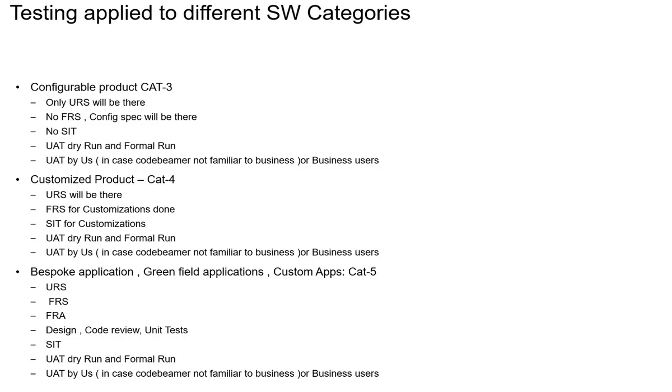And UAT execution also, right? It is again case by case, because the business user has to execute, that is fine. But business users may not know how to use Codebeamer or QC Vera, right? So in that scenario, we have to help them, in the name of training them on Codebeamer as well as QC Vera, so that they can confidently execute the cases.